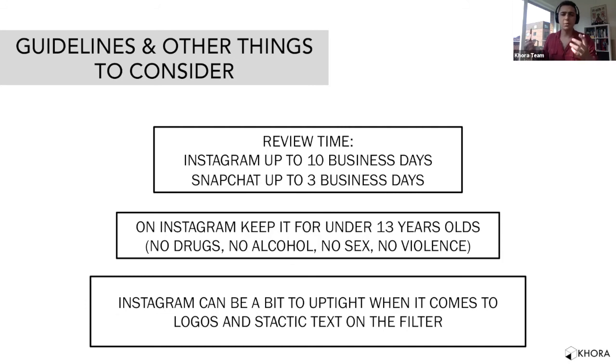And lastly, I want to finish off with a last note on all these platforms. When it comes to uploading these filters, they often require review time. On Instagram, it can be up to 10 business days. On Snapchat, it can be up to 3 business days. So Snapchat is way faster than Instagram in general. Instagram is also a little bit more uptight. When creating a filter, you need to keep it very mild, usually for 13-year-olds, like a family-friendly filter. They can also be quite uptight about the usage of logos and text, so you need to incorporate them naturally in the filter and the effect in order to be approved. It's definitely worth considering.